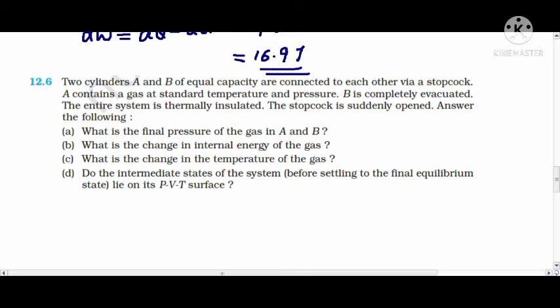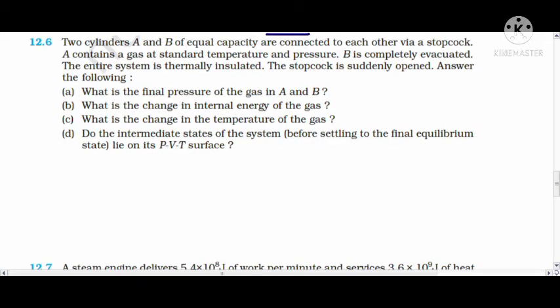So here, in fact, we have a cylinder. You can just draw like this, the cylinder. Now the cylinder has a partition, so that two compartments are there. Those compartments are mentioned as A and B. And the compartment A consists of a gas. Now what happened? The stopcock, which separates the compartments, is suddenly opened.